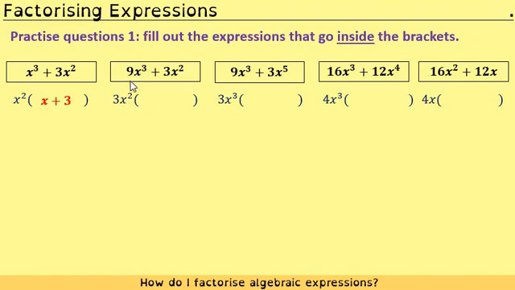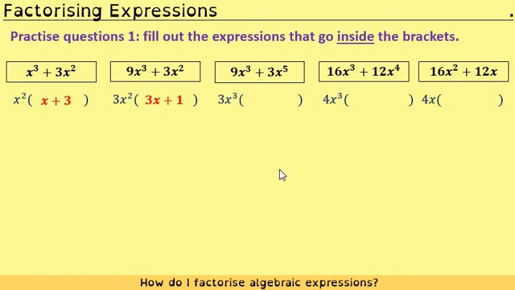So for the first term, if I take out 3, so 9 take out 3, 9 divided by 3 should give me 3. And x cubed divided by x squared should leave me with just x. So I should get 3x as my first term inside the bracket. And then when I do 3x squared divided through by 3x squared, so 3x squared take out 3x squared, well, that's just 1. 3x squared divided by itself is just 1. So 3x plus 1 goes inside the bracket there.